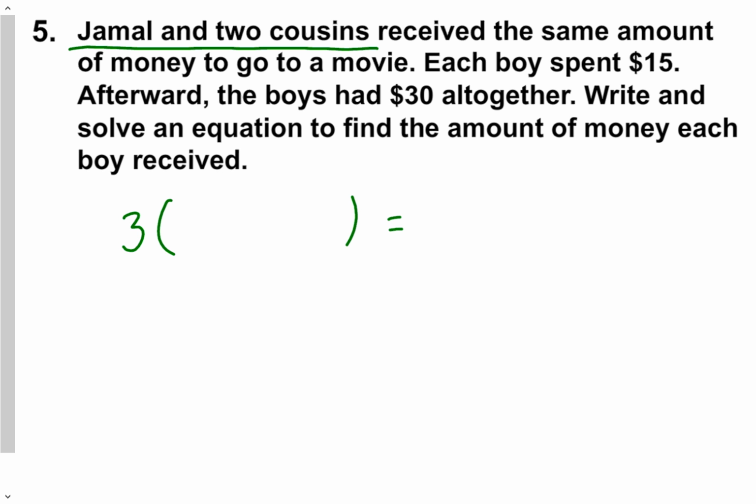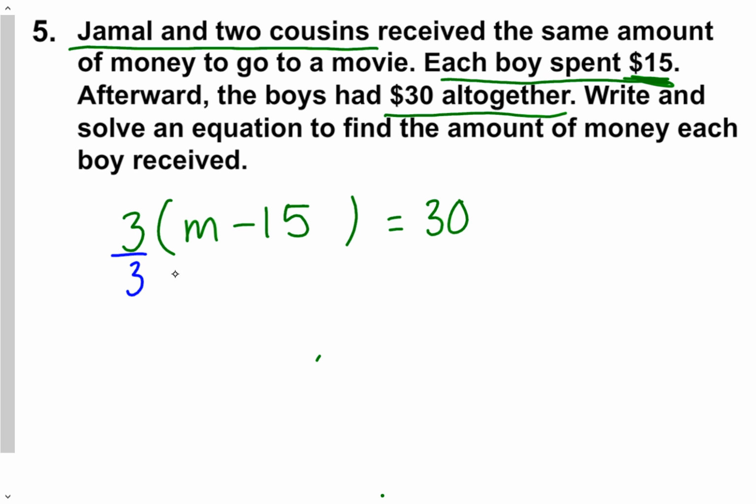Okay, so next you're going to look at it and it says each boy spent $15. So we know that they had a certain amount of money. We really don't know what that is. Let's call it M. And they spent $15, so we're going to subtract the $15. So that means afterwards they had $30 altogether. So this is supposed to equal $30 here. Okay, so again, this is Jamal and two cousins. There are these 3 boys, and they had this much money minus the $15 that they spent, and altogether they had $30 left. So the point is to find out how much did they each start off with, this M over here.